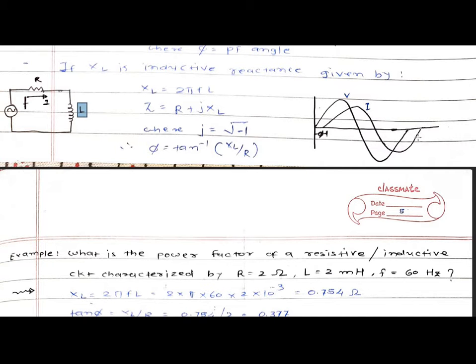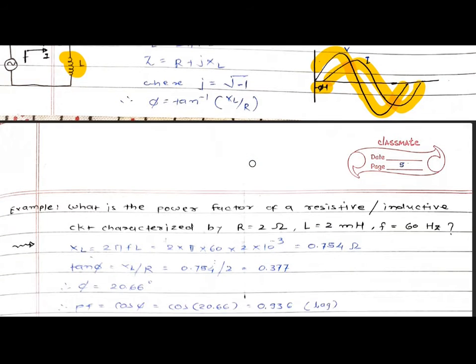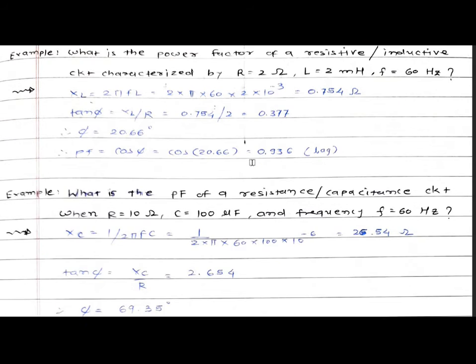Now this is the waveform for the applied voltage. This is the applied voltage V, and this is the current produced due to this applied voltage, and this is the phi. This is the phase displacement due to this inductive effect. So this is the inductive circuit for the power factor.